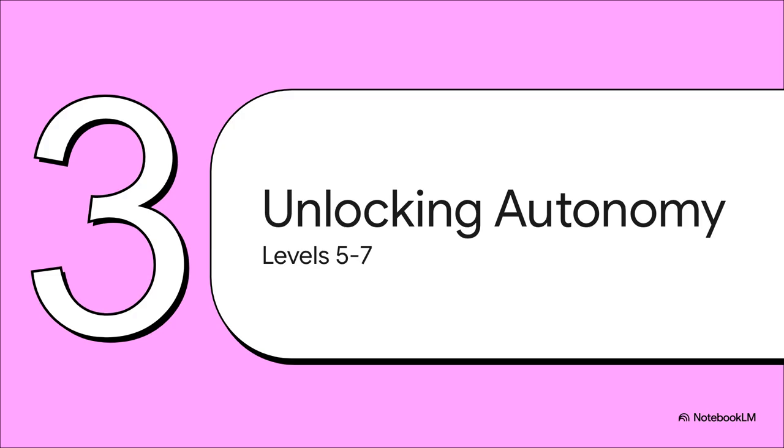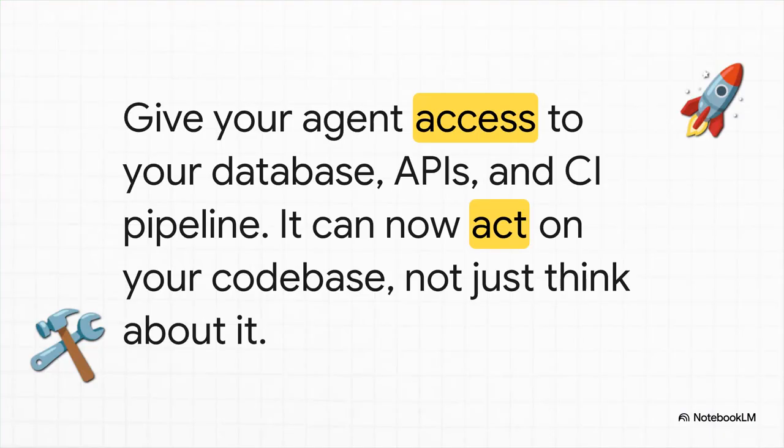Okay, let's move into the next phase. This is where the focus really shifts from you helping the AI to the AI starting to gain some real autonomy. At level 5, we're solving for capability. You give your agent skills. What does that mean? It means giving it the ability to actually do things in the real world. It can create your database, it can hit your APIs, it can run browser tests.